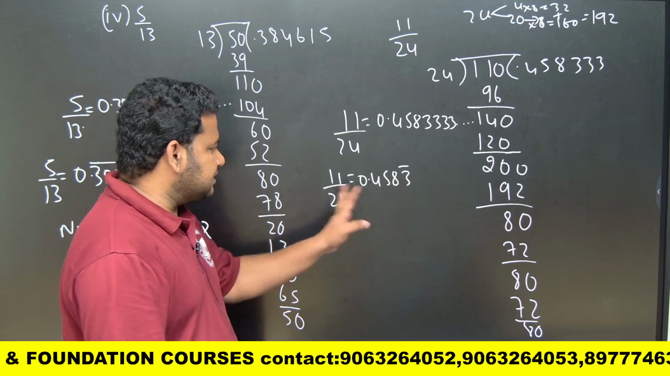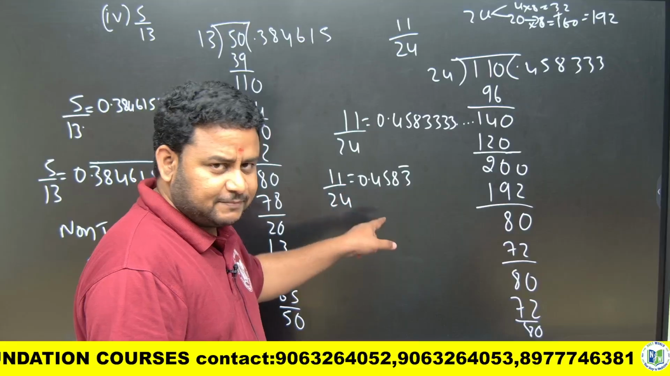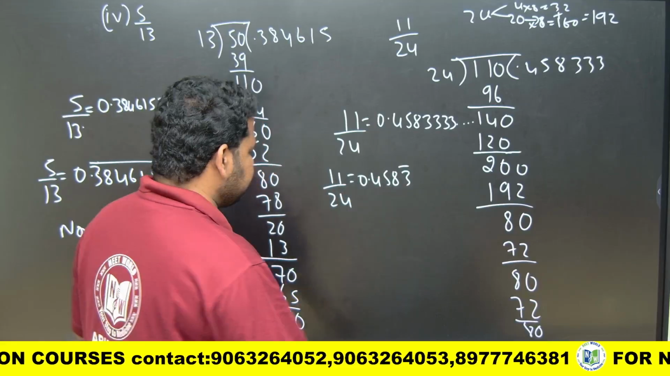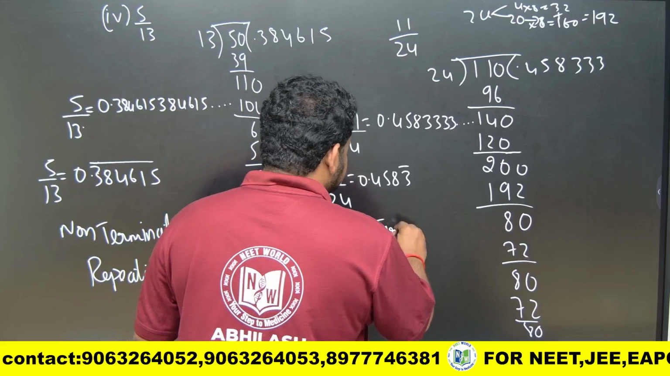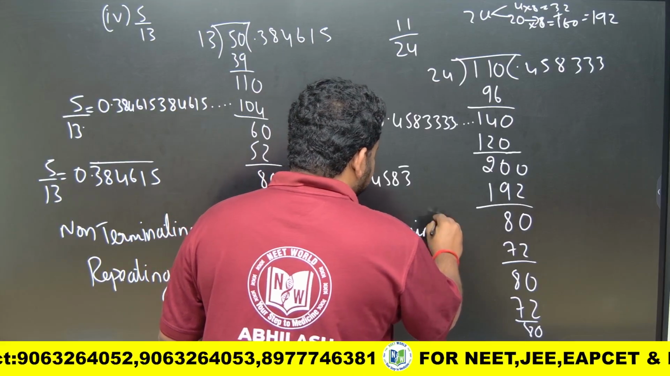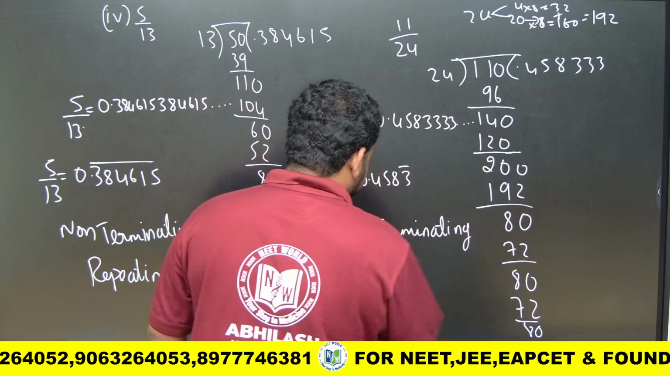So the answer is this much, and this is non-terminating and also repeating, because 3 is repeating. Non-terminating and repeating.